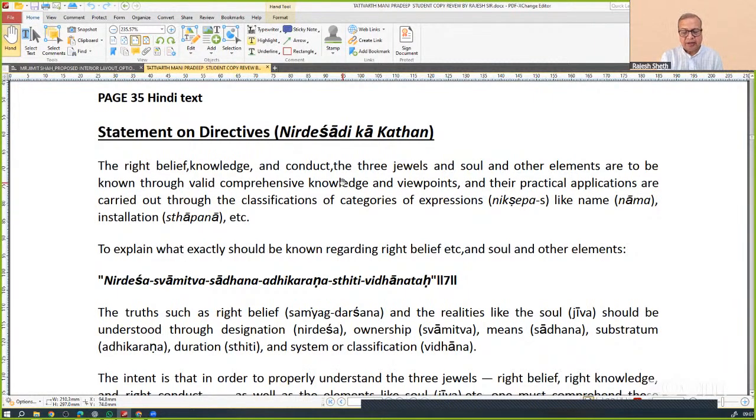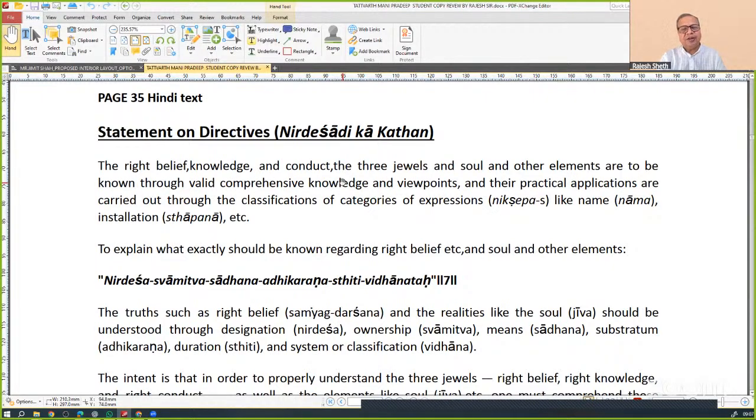Nirdesh, designation; then Swamitva, ownership; then Sadhan, means; then Adhikaran, that is substratum. Substratum means basis. Then we have Sthiti, duration, and the last is Vidhan, system or classifications. So these 6 tools are also applied to know the 7 fundamentals and the 3 jewels. This is solution number 2.